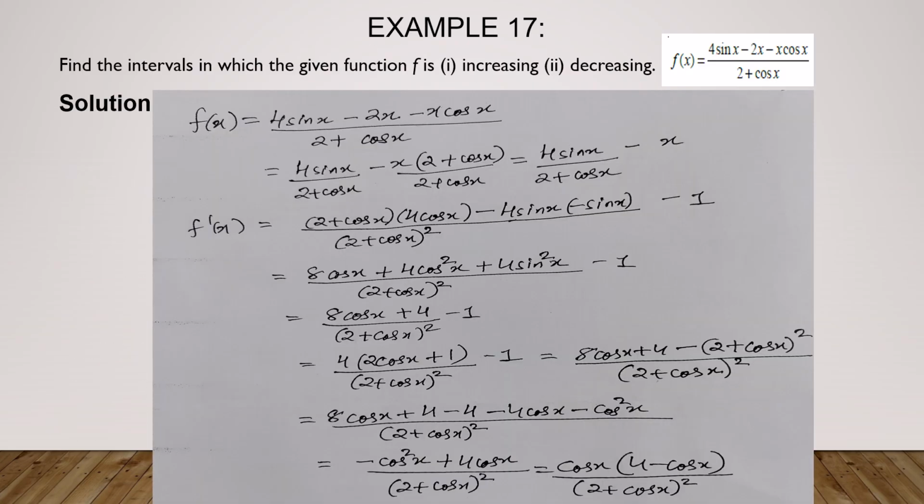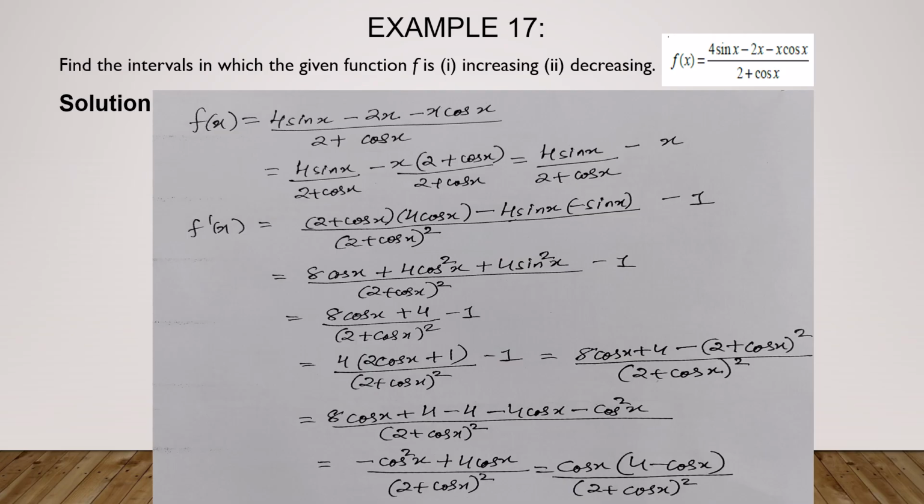Find the intervals in which the given function f is firstly increasing and secondly decreasing, correct? So now our equation of f is f(x) = (4 sin x)/(2 + cos x) - x. First thing is you just simplify this function. So it is 4 sin x upon 2 plus cos x minus x. Find the derivative. Take care while finding the derivative. We are applying the quotient rule to find the derivative.